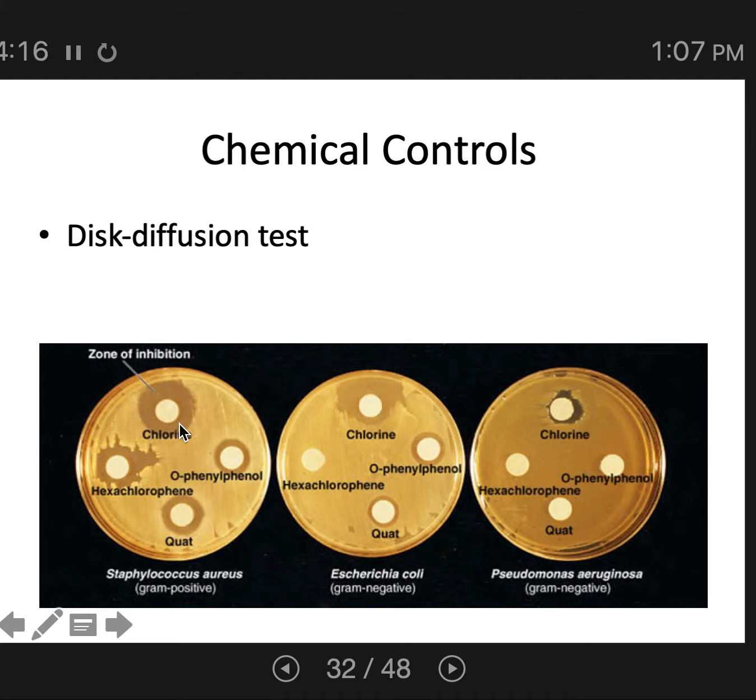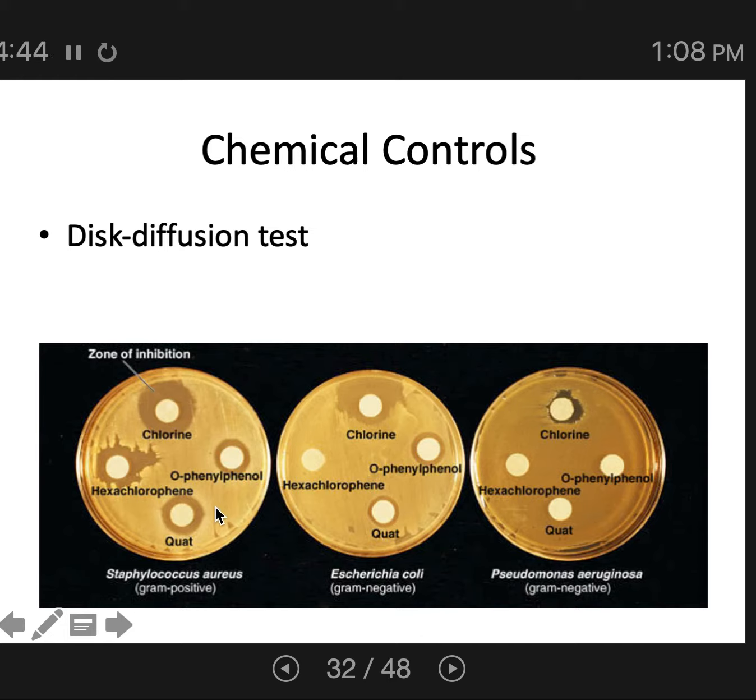Then you have these paper discs, and each dish has the same 4 paper discs. These are various disinfectants or germicidal agents. You have chlorine, a phenol, which is a kind of phenol. You have quat. You have hexachlorophene. So these are all different disinfectant chemicals, and they're all the same on each of these dishes. But you can see that they work differently for different species of bacteria.